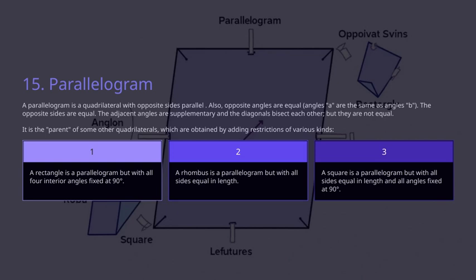Now, the parallelogram serves as a sort of parent shape for several other quadrilaterals. For example, a rectangle is a special type of parallelogram where all four interior angles are fixed at 90 degrees. Similarly, a rhombus is a parallelogram with all sides equal in length. And finally, a square combines both features. It's a parallelogram with all sides equal and all angles at 90 degrees. Understanding these relationships helps us see how more specific shapes are built upon the basic properties of the parallelogram, tying into the bigger picture of how quadrilaterals relate to each other.